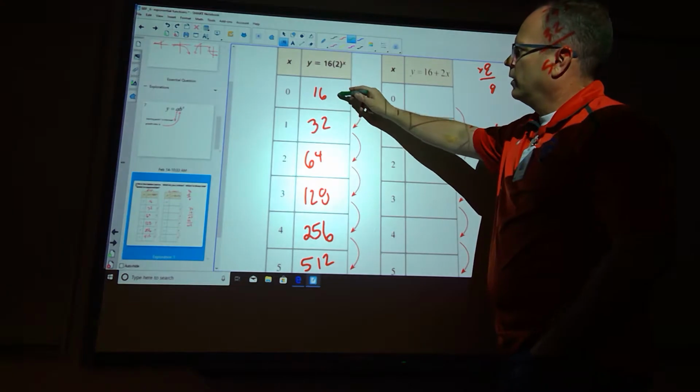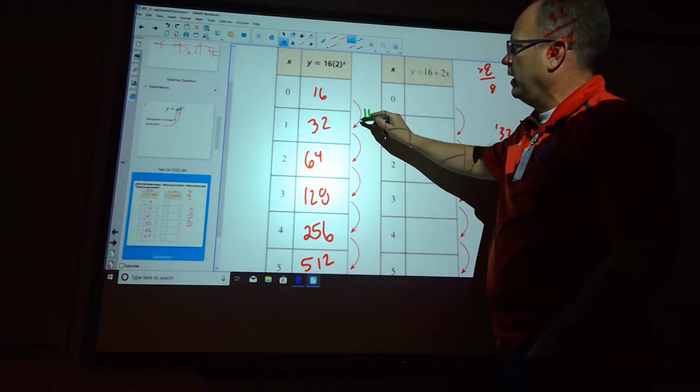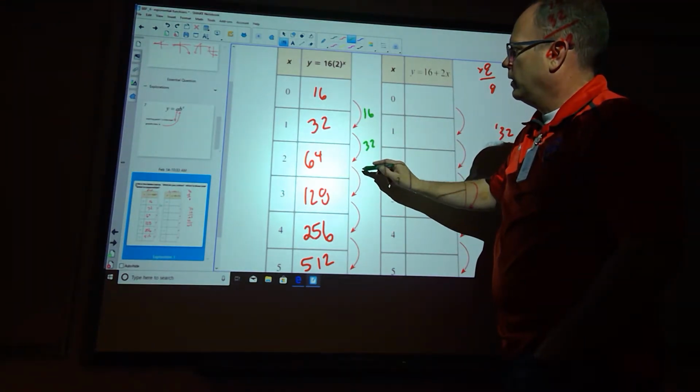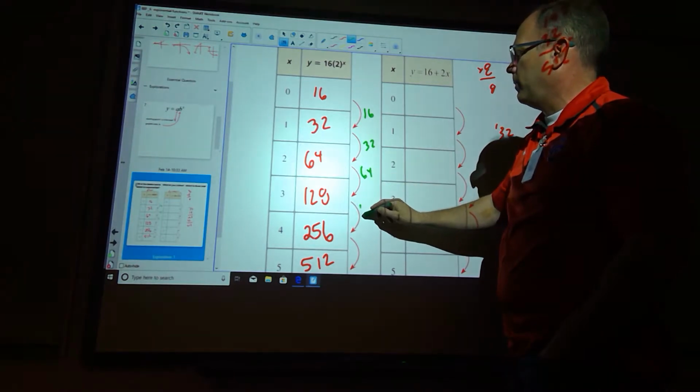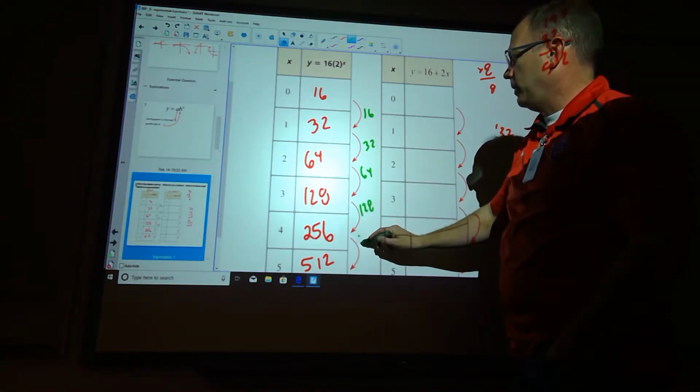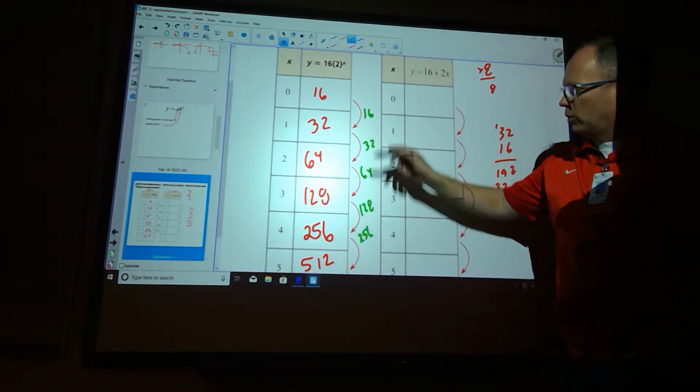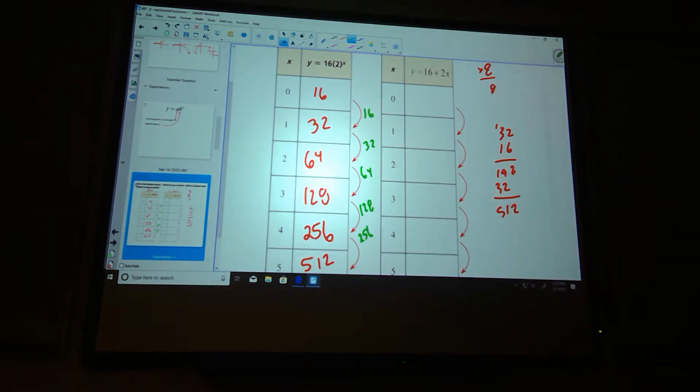So if we look here, the difference here, that went up by 16, then that went up by 32, and that went up by 64, and that went up by 128, and that went up by 256. So it's growing at a fast rate. Growing at a really fast rate. If we tried the linear, let's see what happens here.